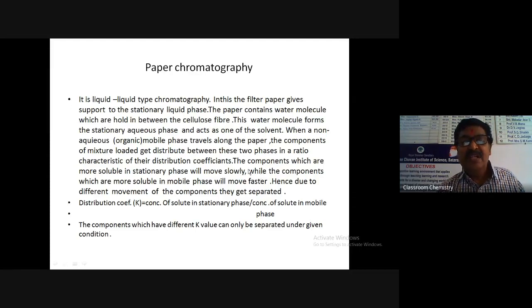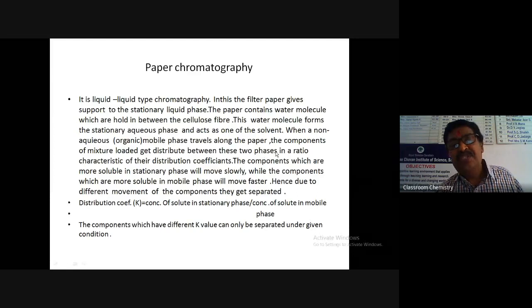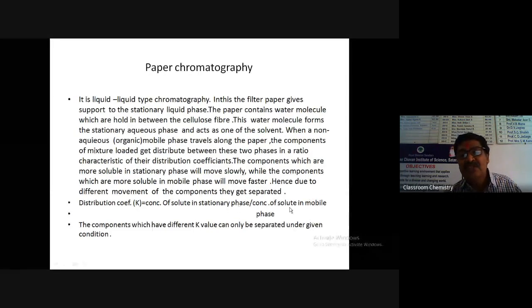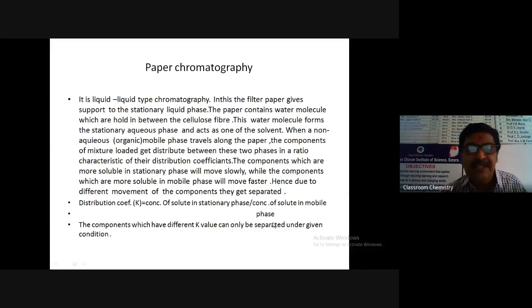Secondly, you see the components of the mixture loaded get distributed between these two phases in the ratio which is a characteristic of their distribution coefficient. What is distribution coefficient? Concentration of solute in stationary phase and concentration of solute in mobile phase.